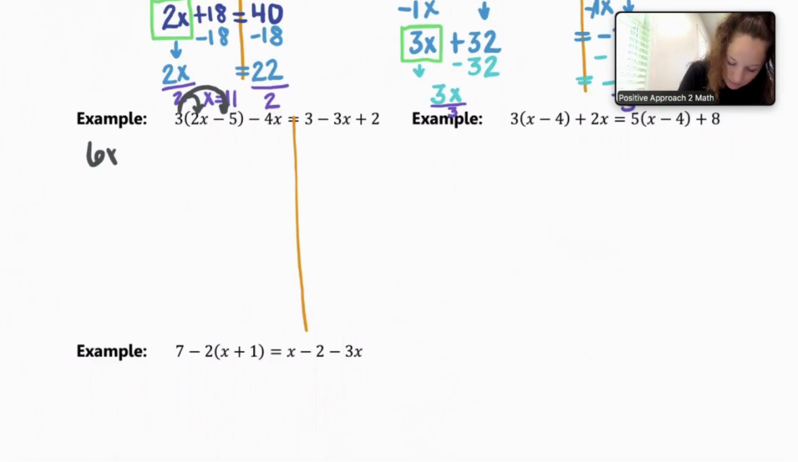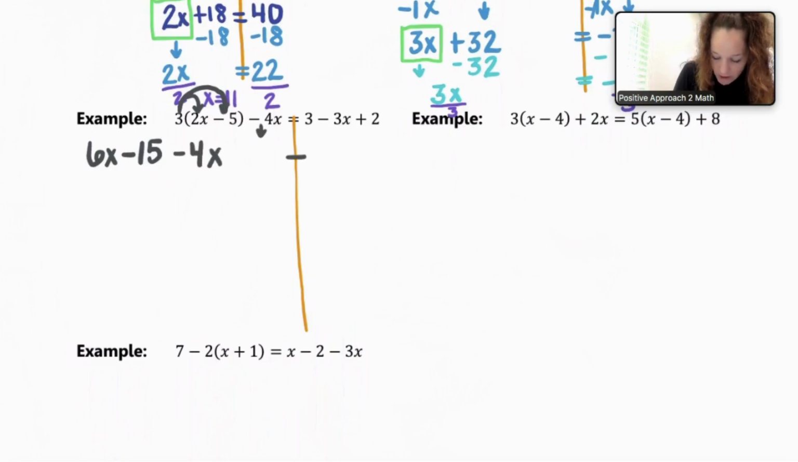And 3 times negative 5 will give us negative 15. And then if it helps you, just put your little arrow. We're going to bring down minus 4x. And I did put it a little far to the left, but that's okay. Looking at that right-hand side, there is no distribution needed there.